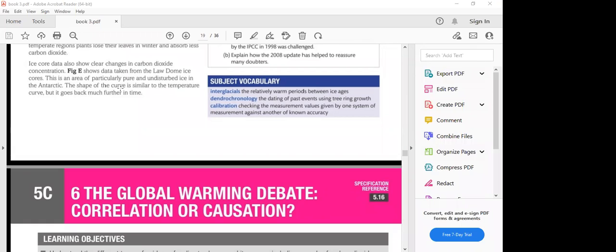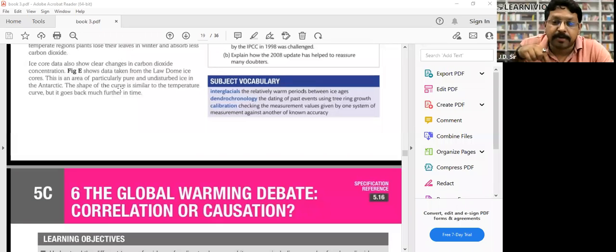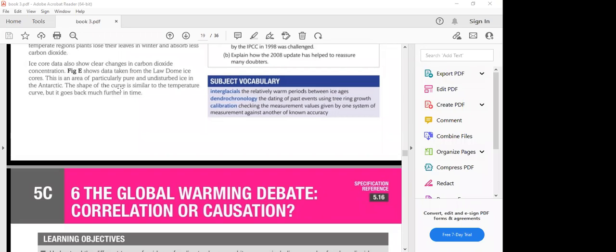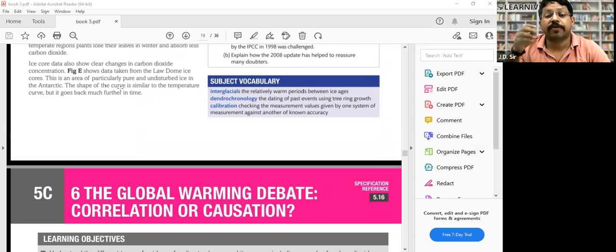So the deeper I go, there is less carbon dioxide, because at that time the atmosphere was less polluted. Got it? Yeah. So by taking different samples from different depths, from different time periods, we come to know how the carbon dioxide concentration increased over the years. Now got it? Yeah. Okay.